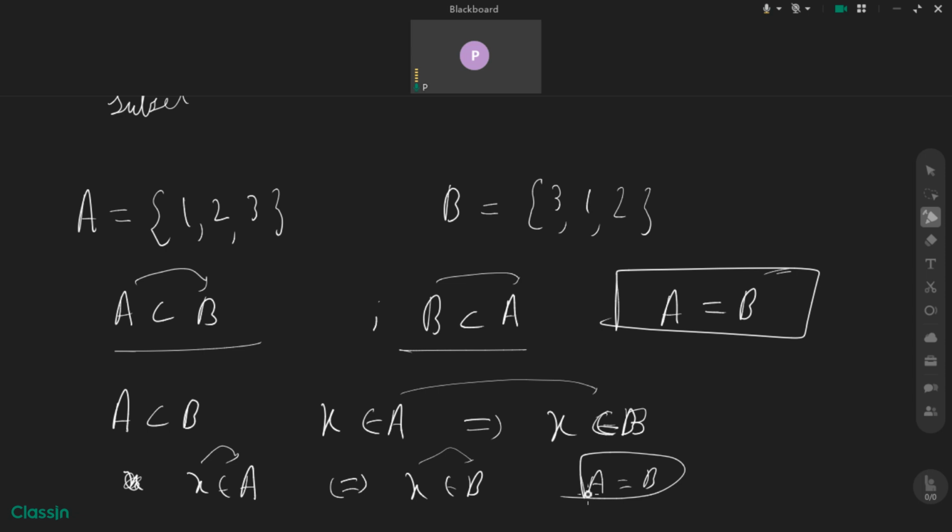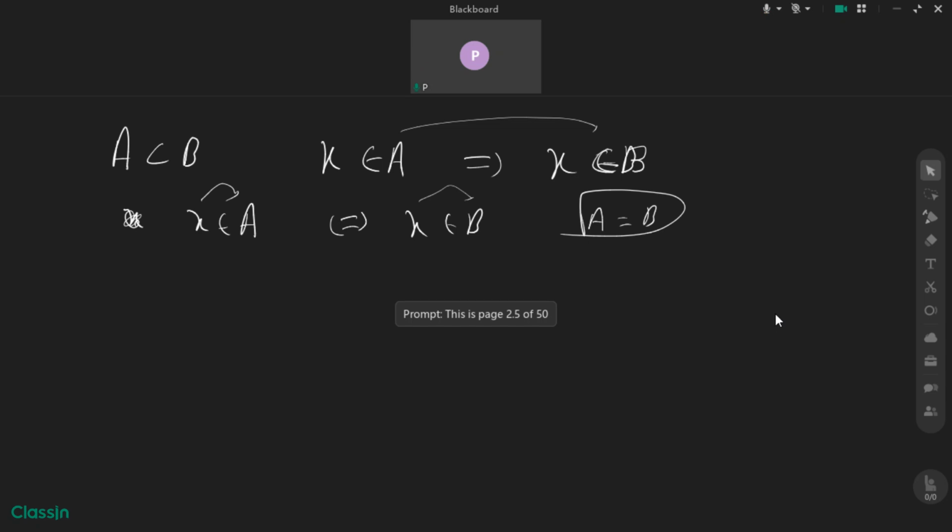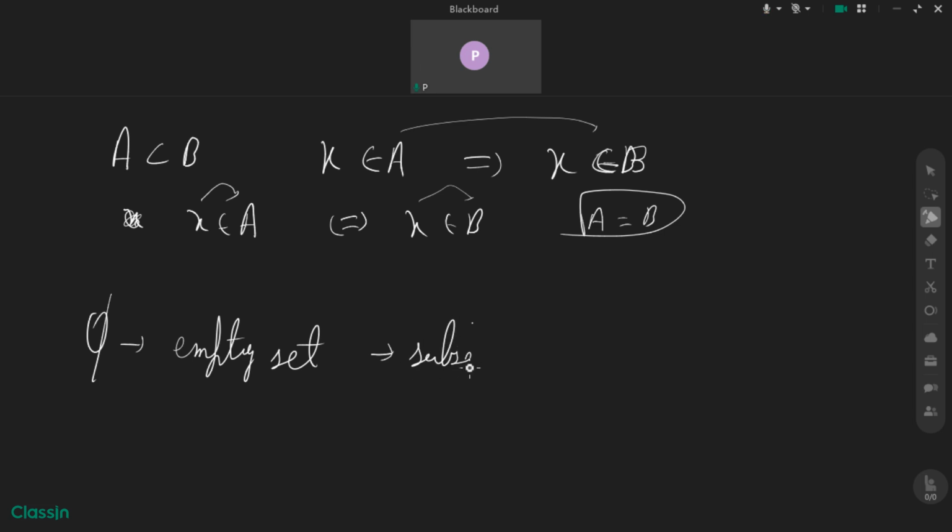Now we'll see some more properties of subsets. First thing, phi, or the empty set, by convention, phi or the empty set is a subset of every set.